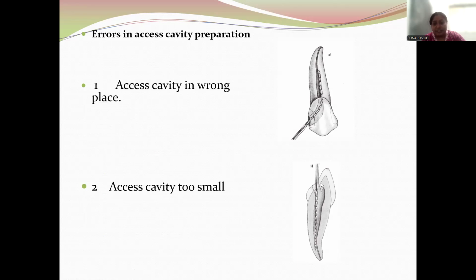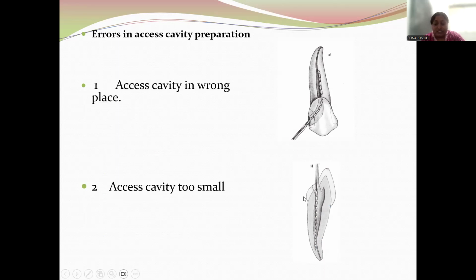Next is the access cavity being too small. It's good to be conservative, but too conservative a cavity can cause certain errors. One of our objectives, as we already know, is to reach the apex of the tooth so as to do the cleaning, shaping and obturation correctly. You won't be able to take your instrument up to the apex since there is obstruction from different areas of the access cavity itself. And it might cause ledges, perforations, canal transportations, or even instrument separation if you try to force the instrument up to the apex.